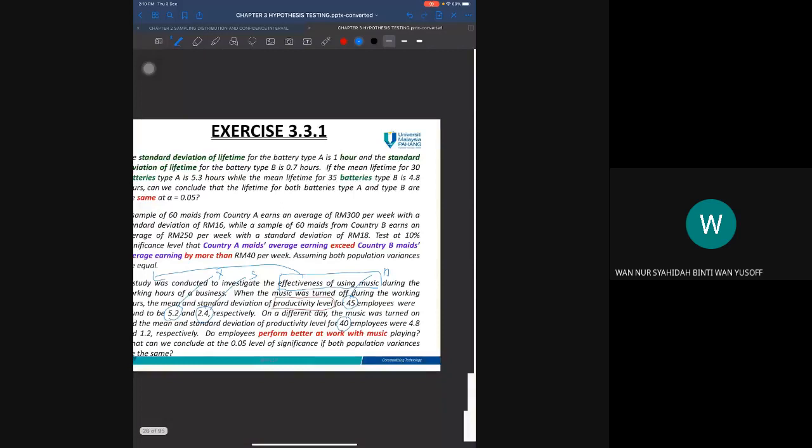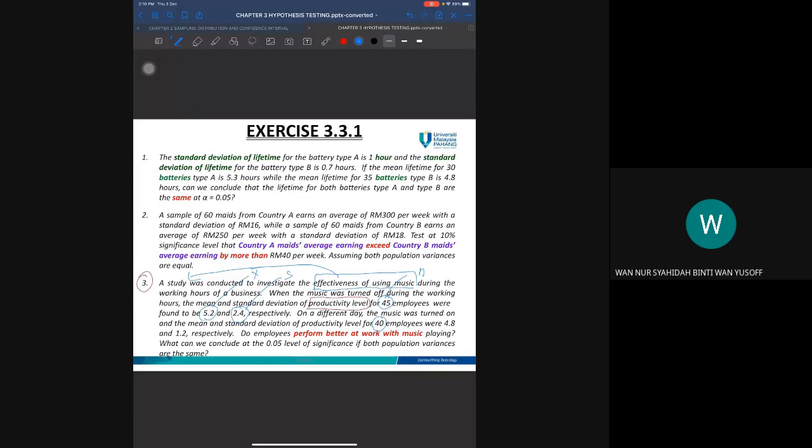Okay, and then what do we have? Do the employees perform better at work with the music playing? This is what we call the purpose of this study. We need to conclude whether the employees perform better at work with the music playing or not. What can we conclude at the 0.05 level of significance if both population variances are the same? So 0.05 here, that's your alpha.